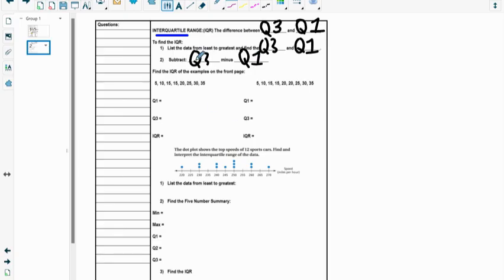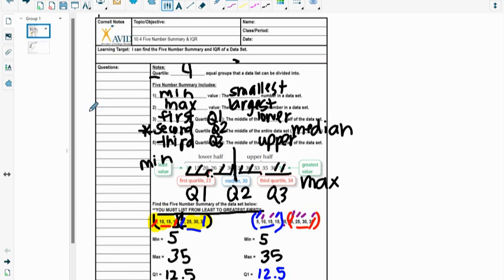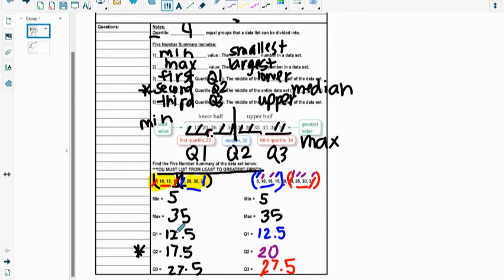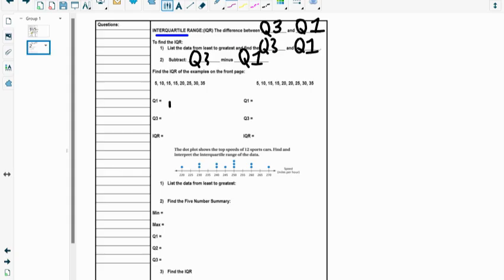Now, for most questions, I'm never going to ask you for the IQR, or interquartile range, if I haven't already made you find those quartiles. So you're already going to have these numbers. These are the examples from the front page, so we can just copy our Q1 and Q3. For the first example, Q1 was 12.5, Q3 was 27.5. Remember, we do get a calculator for this.